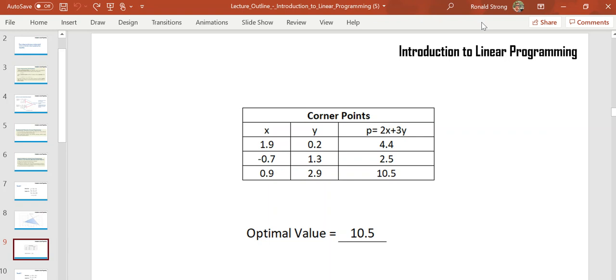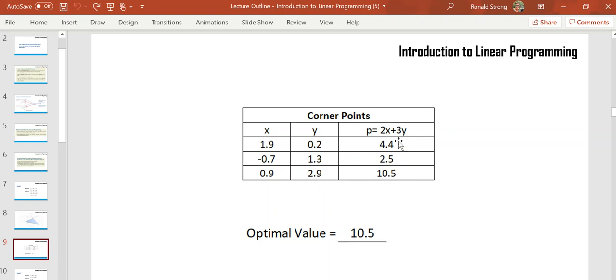So in the last column, I have the objective function, P equals 2x plus 3y. So all we have to do now is put in the 1.9 for x and the 0.2 for y. So 2 times x, or 2 times 1.9, plus 3 times y, or 3 times 0.2, is going to be equal to 4.4. Then the second point, 2 times negative 0.7, plus 3 times 1.3 is 2.5. And finally, 2 times 0.9 plus 3 times 2.9 is 10.5.